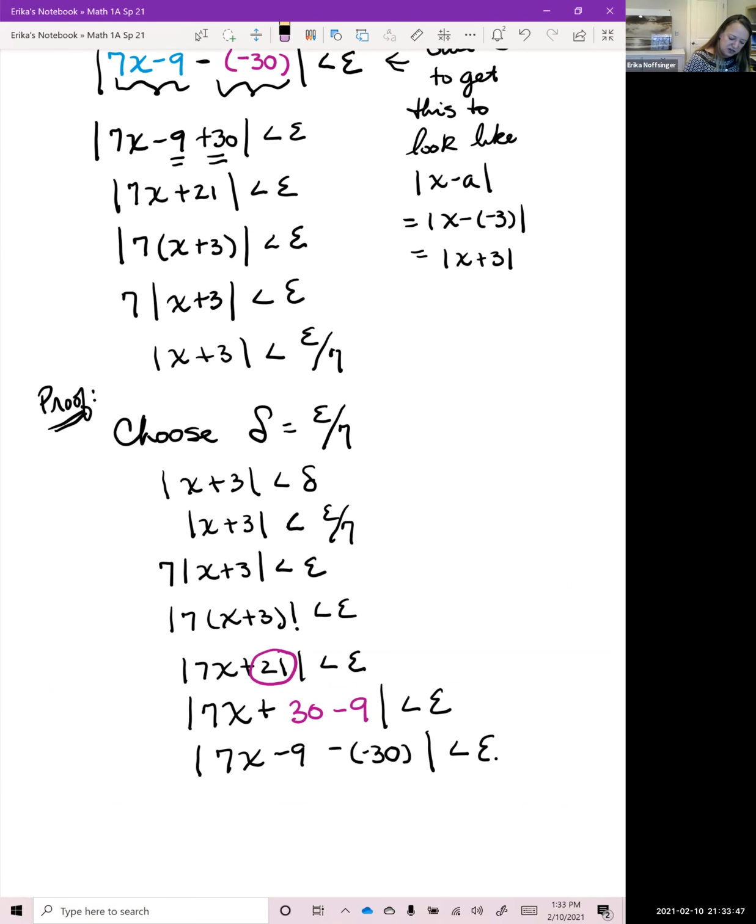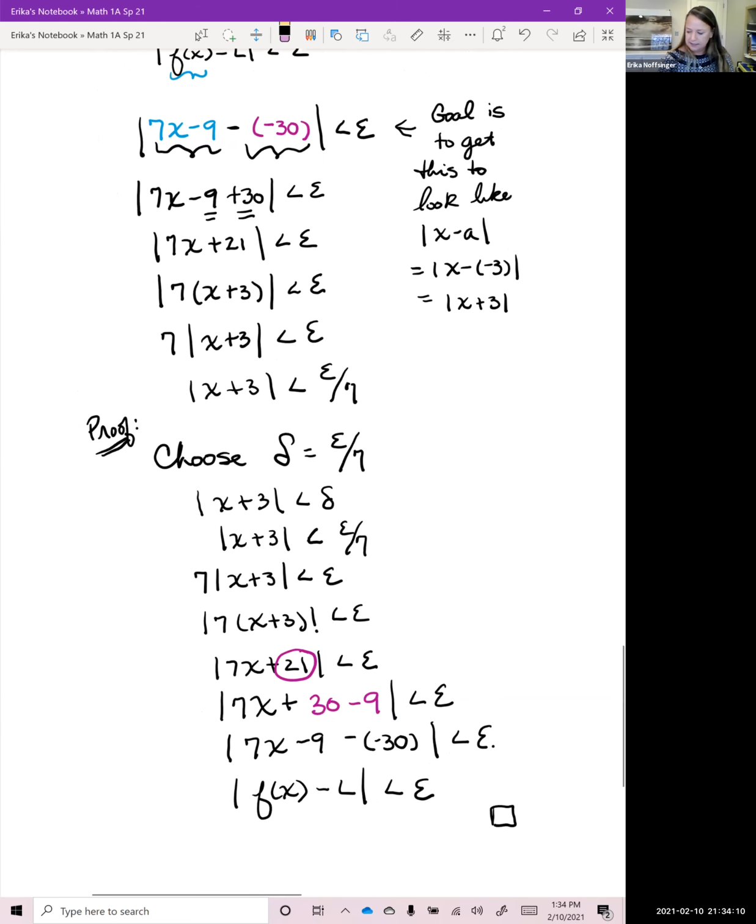And we just showed that for that delta, f of x minus L would be less than epsilon. So we're done with the proof. We can put that little square there. Let me see if I can pull up and look at this graphically.